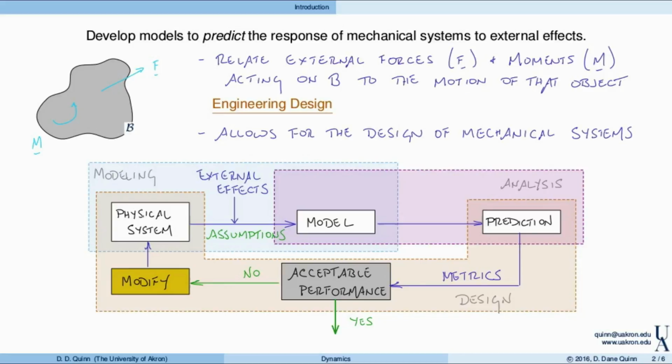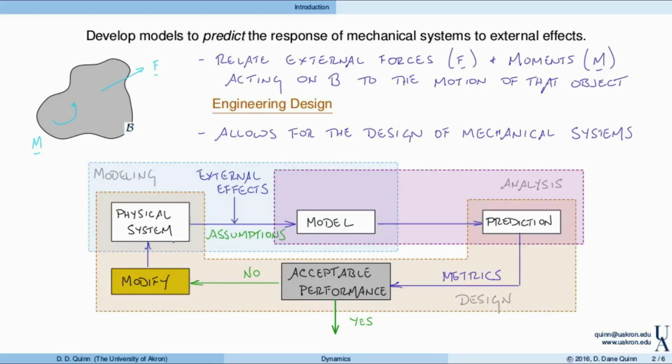With our new redesigned system, we'll make a model, we will evaluate the response, and we'll check the performance. If the performance is good, then we're done. But we keep iterating this loop, this engineering design loop, until we get good performance and we are done with the process.